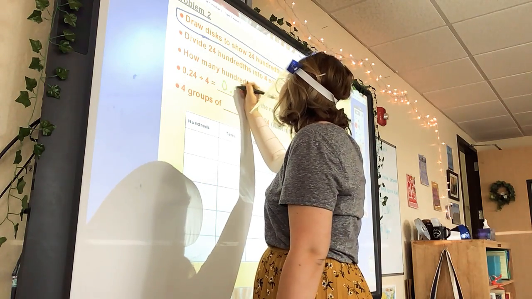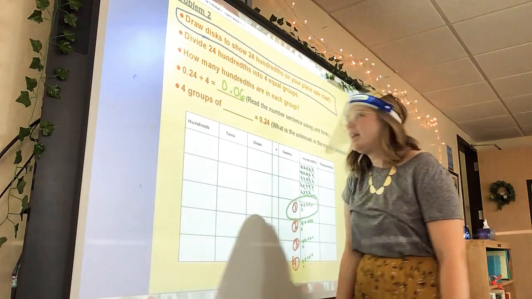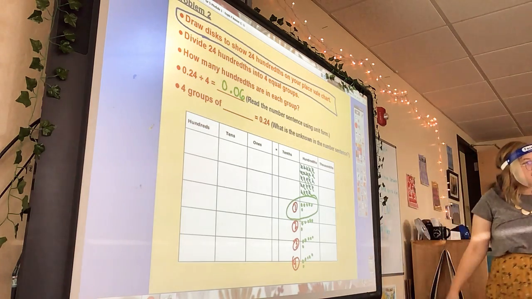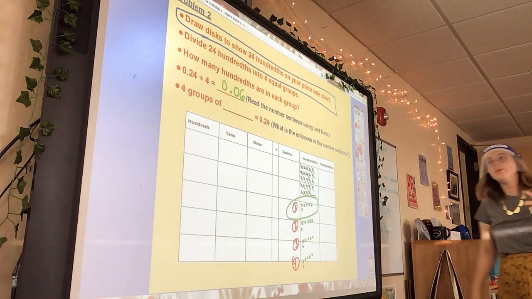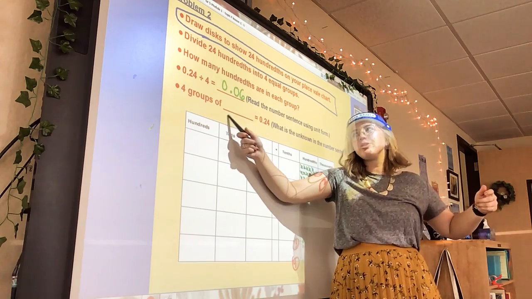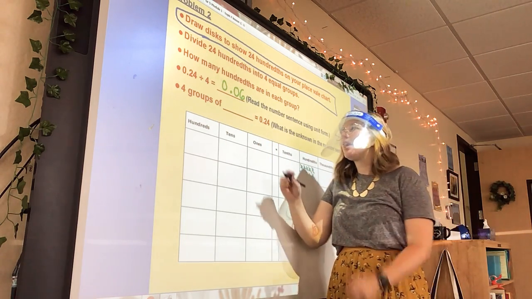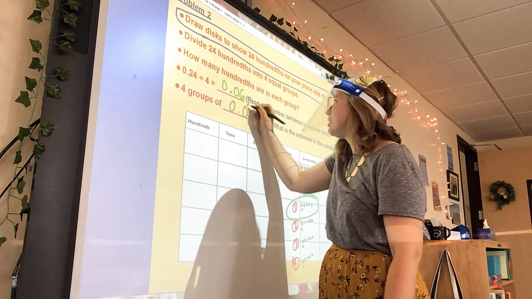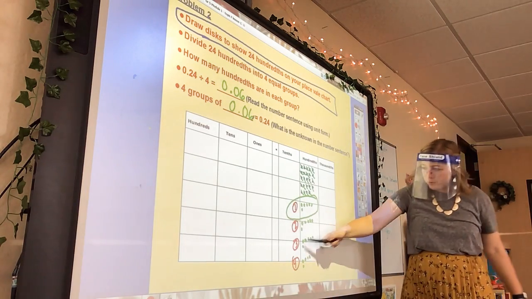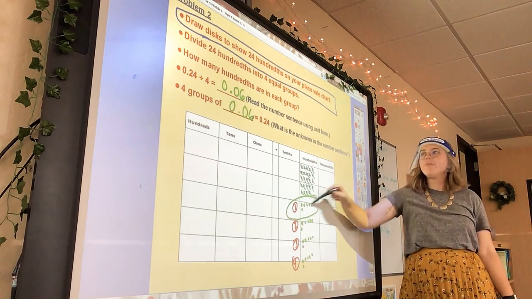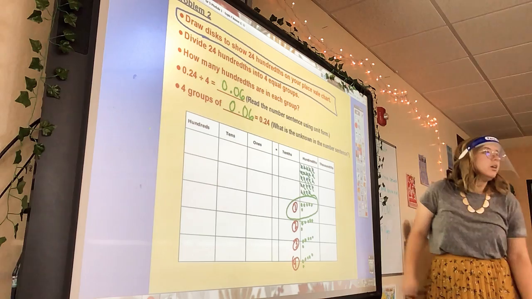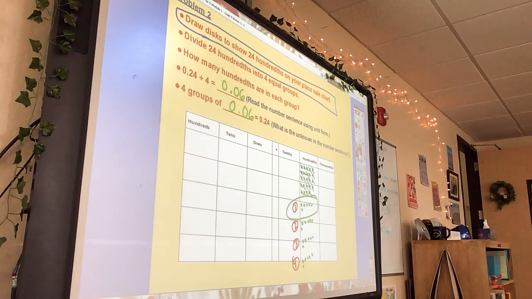6 hundredths, okay? So then thinking of it the opposite way, this is something you're going to do on your homework, is thinking of it the multiplication way. So 4 groups of 6 hundredths, right? 4 groups of 6 hundredths gives me 24 hundredths, okay? Who's got questions? Anyone? No.